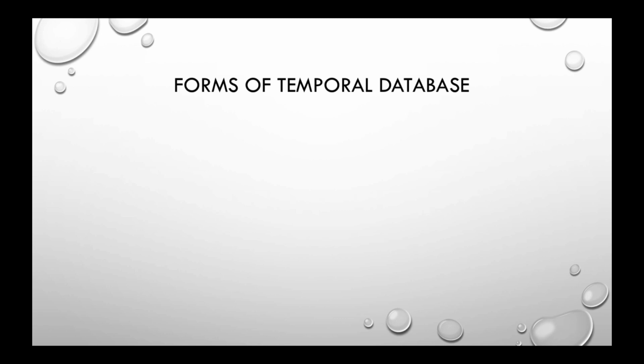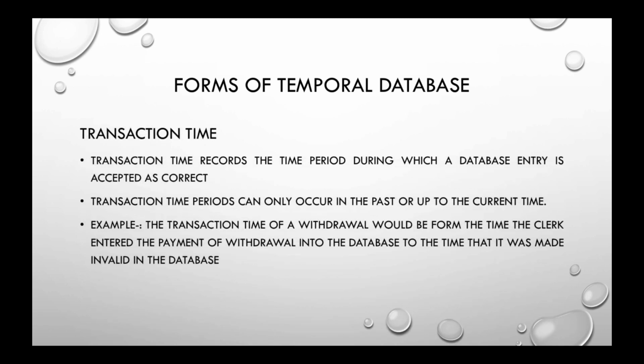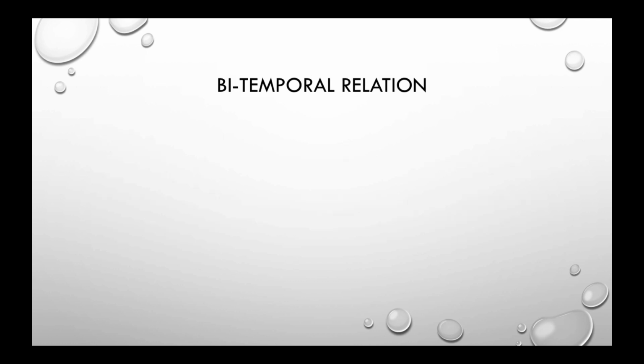The second form of temporal database is the transaction time. Transaction time records the time period during which a database entry is accepted as correct. Transaction time period can only occur in the past or up to the current time. For example, in a banking system, the transaction time of a withdrawal would be from the time the clerk entered the payment of the withdrawal into the database to the time that it was made invalid in the database. Another example would be a company situation where an employee receives a pay rise, but it comes into effect when the payroll clerk enters the salary rise into the database.